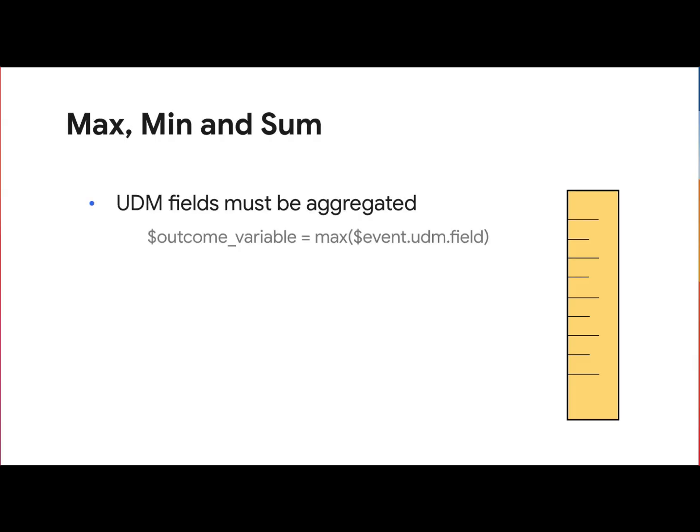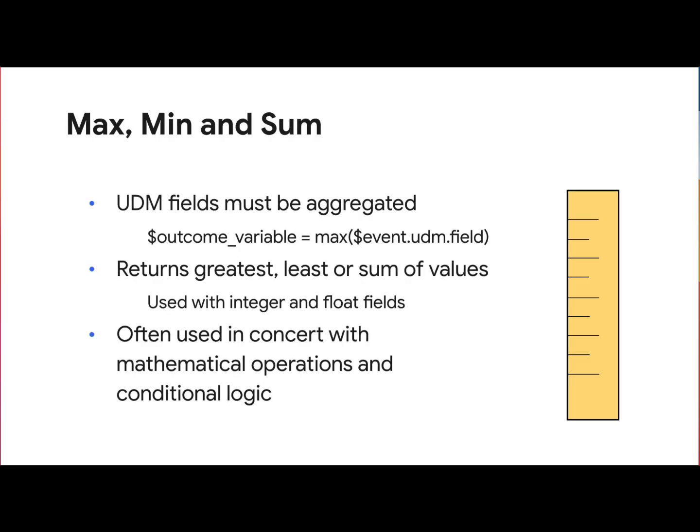We're going to cover 3 aggregation functions that are used with integer and float fields in the outcome section: min, max, and sum. Remember, it's important to understand that when working with multiple events in a rule, all outcome variables that contain UDM fields must have an aggregation associated with them. The general syntax we will use is the outcome variable equals min or max or sum, followed by the UDM field or a placeholder variable inside parentheses.